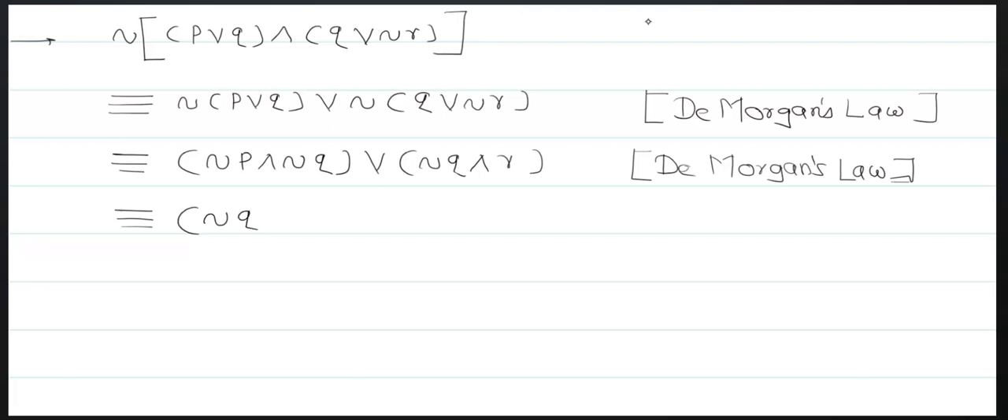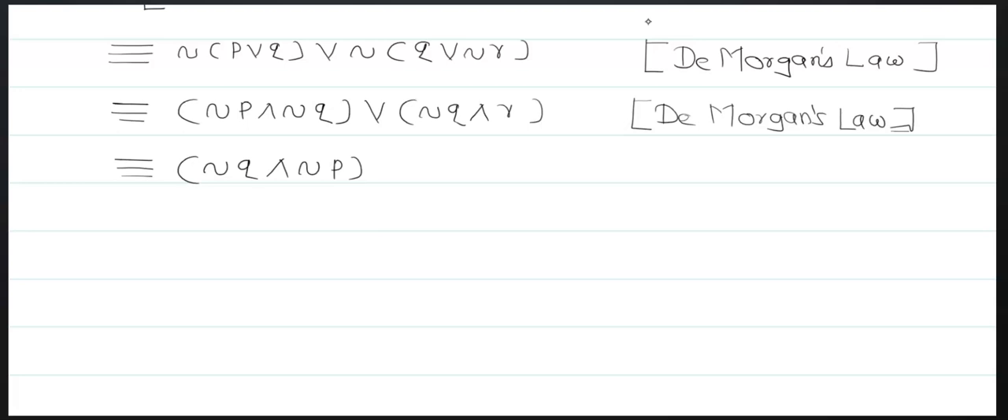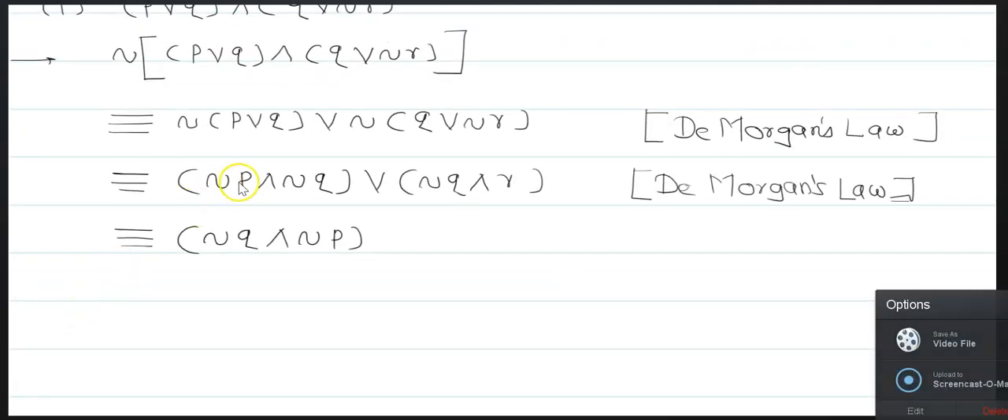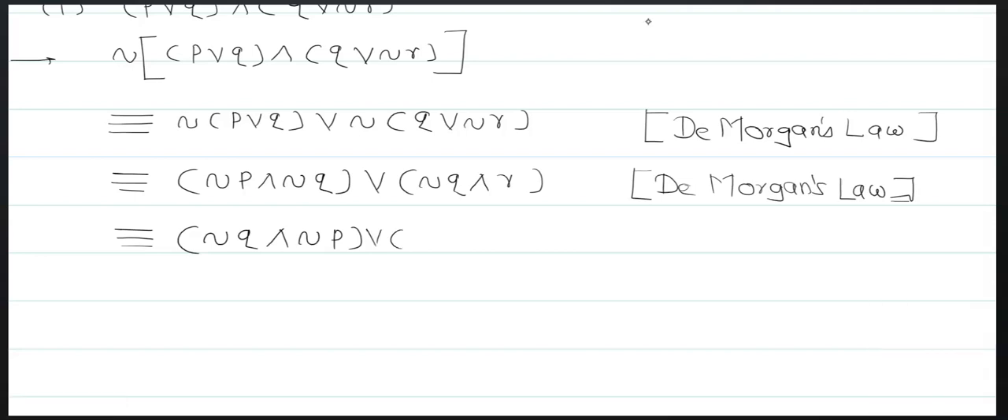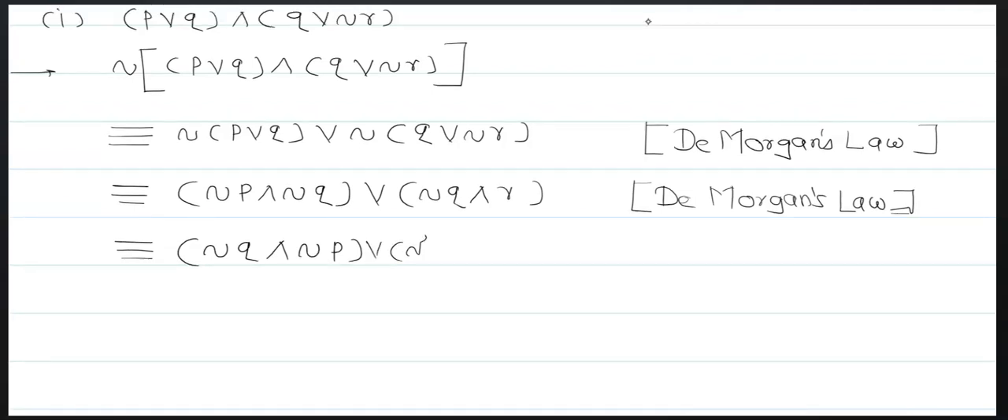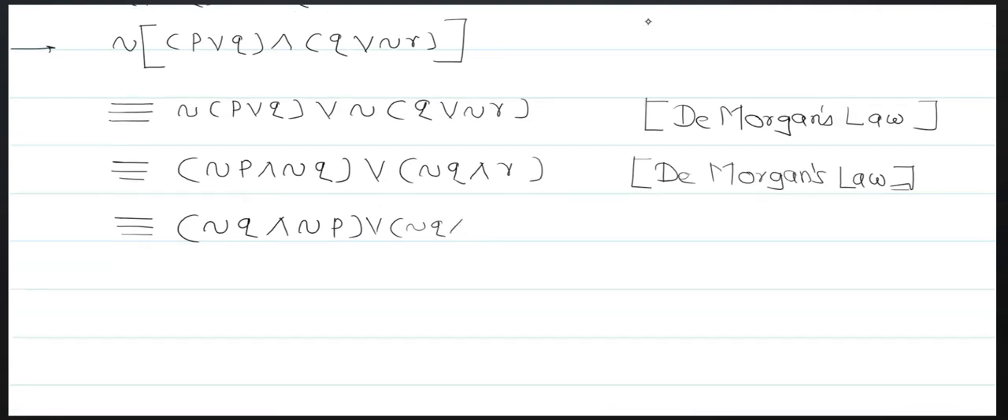Third is negation of Q and negation of P or R, where we change the order here. This is the commutative law. That is the negation of Q and negation of P or negation of Q and R. This is the commutative law.